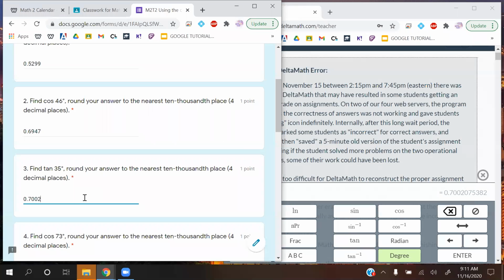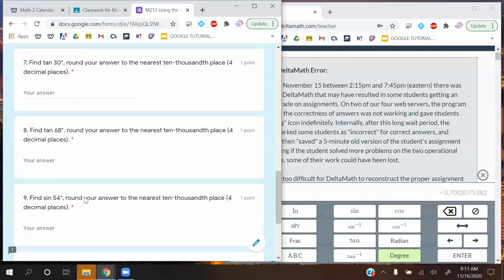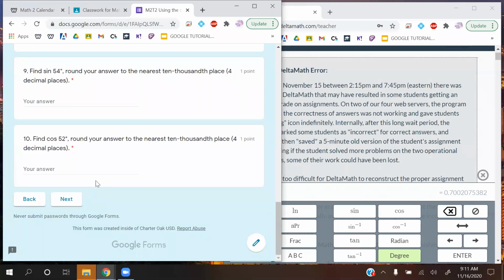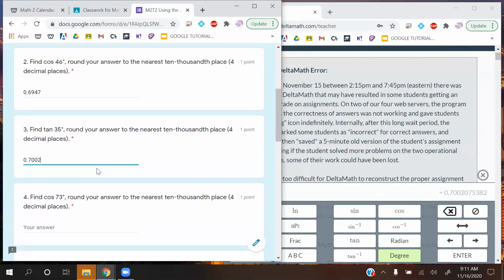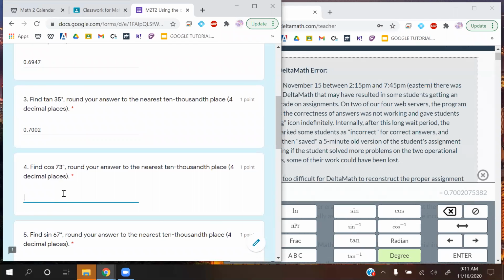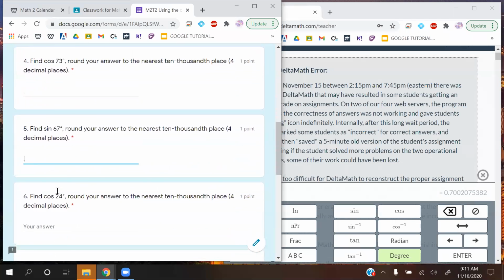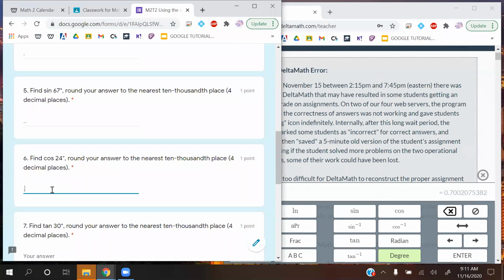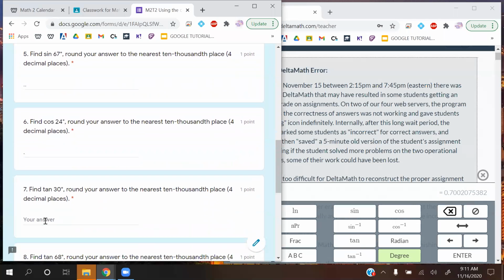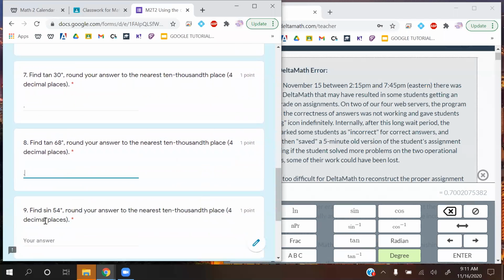Okay, so that's pretty much how this first page goes. I'll let you guys finish that. I'm going to purposefully get it wrong, but I want to show you the next page of stuff. You might have already finished this page, I'm not sure, but I just want to show you how to do the next page.